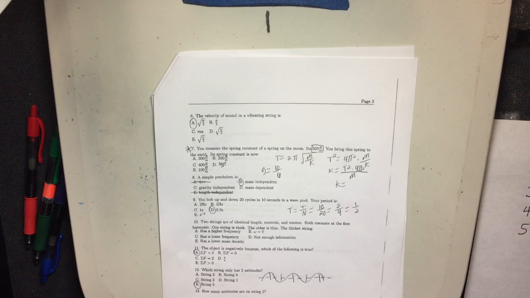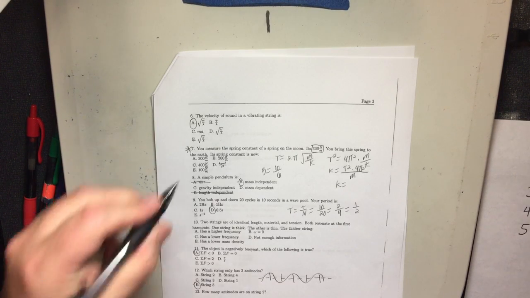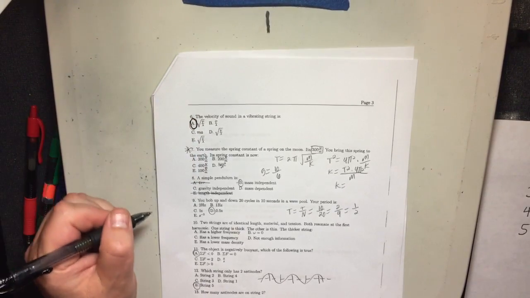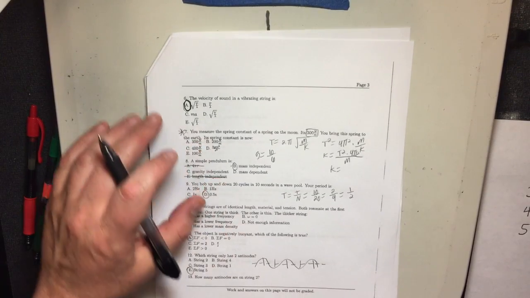The velocity of sound in a vibrating string, in this realm, there are 2 answers. It's either A or E. I'll proof it over the weekend, make sure that stuff's out.